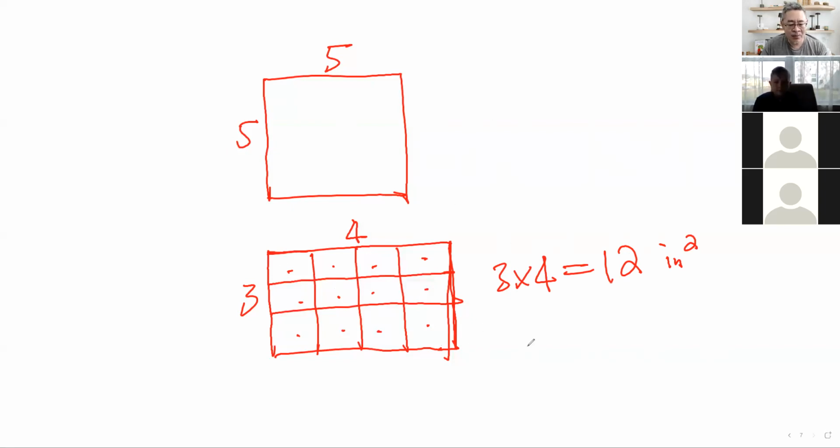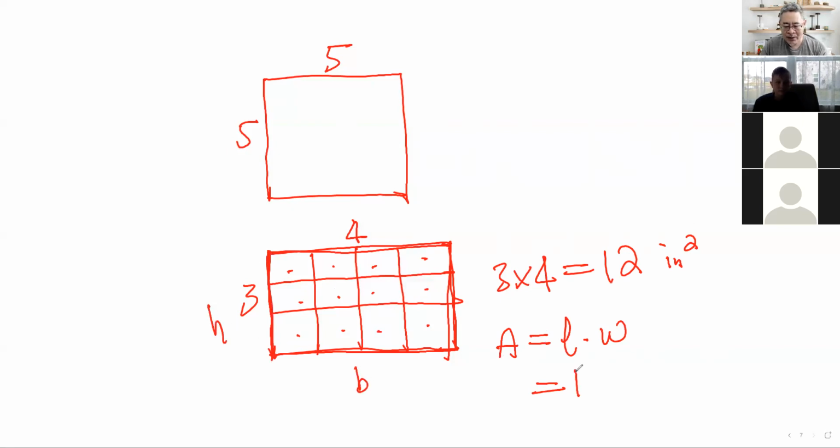And this is why we have the formula that is, we call this length times width. Sometimes we call this the base, and this our height. So the base times height. No matter what, it is always one side times the other, because that's how many unit squares we can get. Okay, are we good on this one?